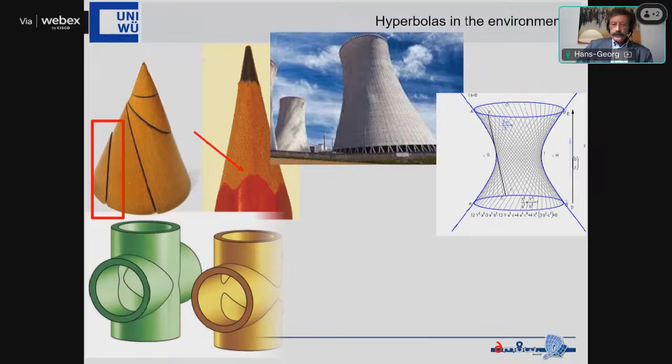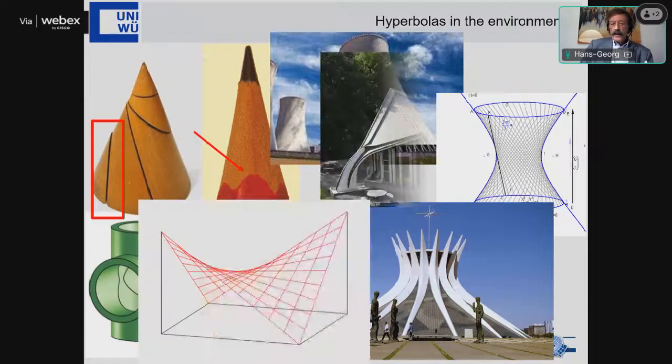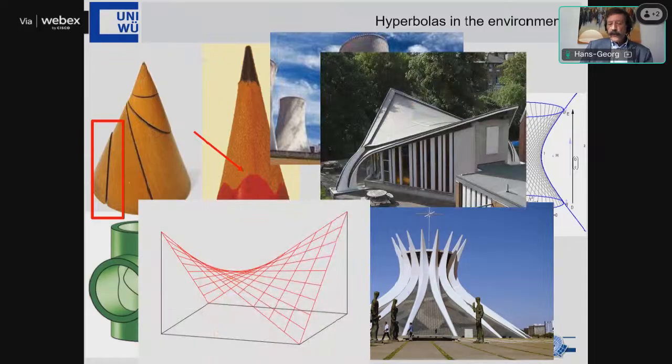And this is a hyperbola, and you have a church in Brasilia, and you have some roof. And the special thing is that you have straight lines. You can build these roofs out of straight lines. This is the reason why they're quite stable. And you build these roofs here. We come back to this later.